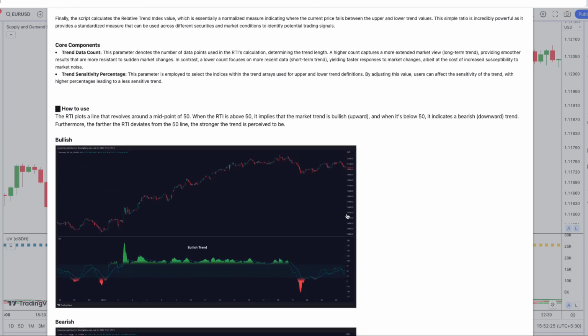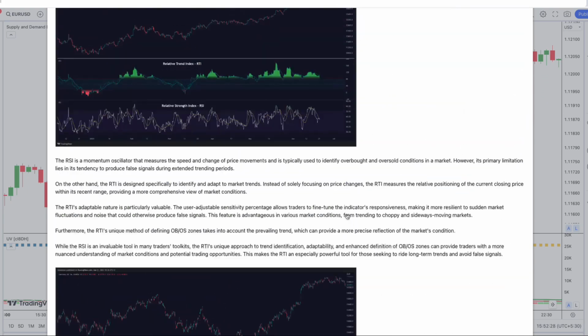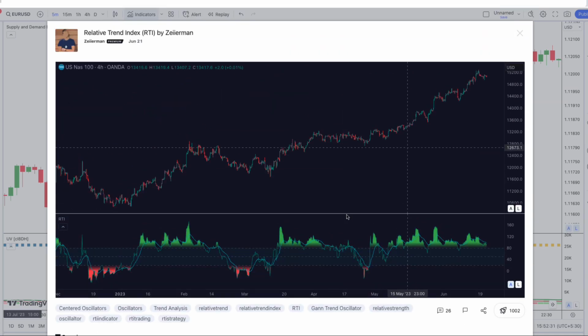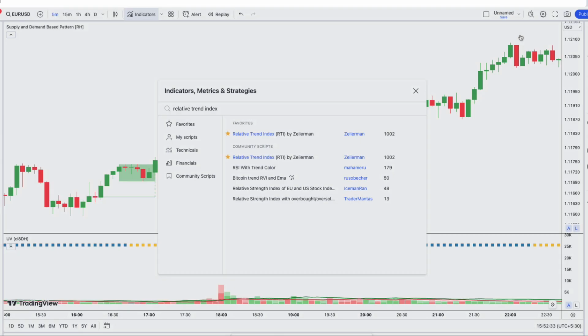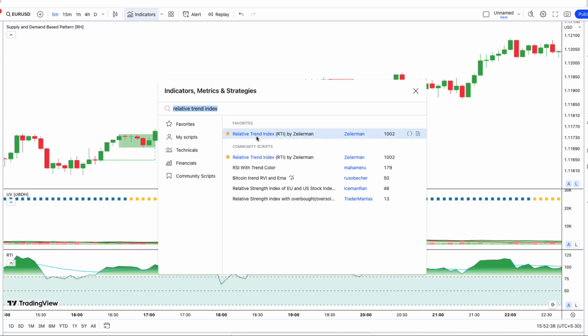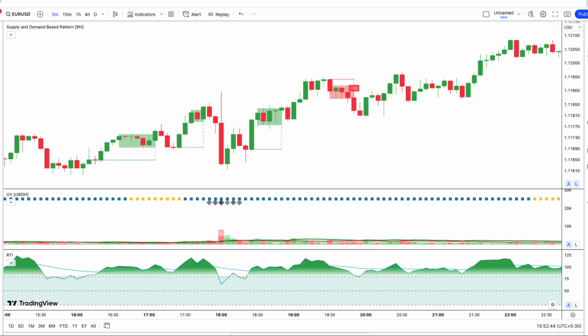In contrast to the more conventional RSI, the RTI provides a panoramic view of the market landscape. It takes into account the relative positioning of the current closing price within its recent range, offering a more in-depth analysis of market conditions. Now, let's dive into the heart of this amazing indicator and calibrate it for peak performance.